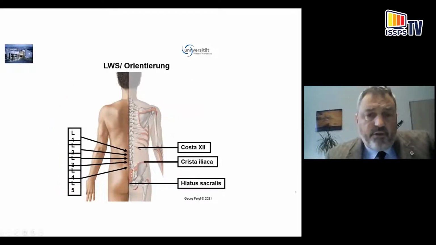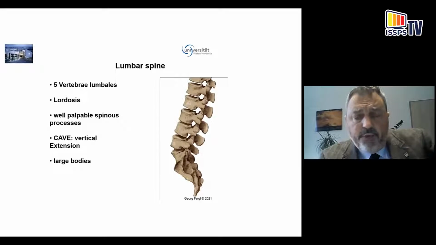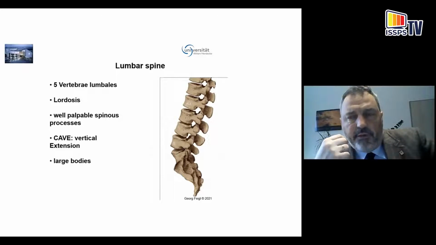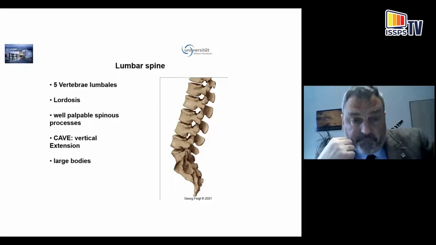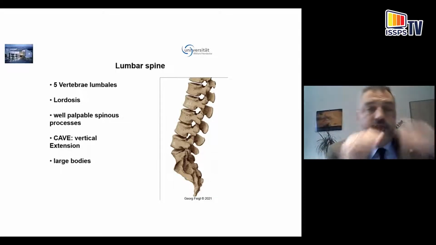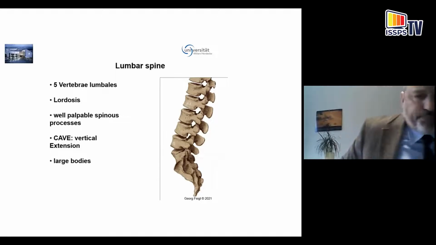Nevertheless, you get over here the palpation of the spinal processes and also, of course, of the iliac crest itself, the 12th rib, and the sacral hiatus, which is a very important area to insert the needle for a caudal anesthesia. Anyway, you have to be aware that the lumbar spine is changing quite a lot compared, for example, to the thoracic spine. You get the lordosis, again like the cervical spine, but you have well-palpable spinous processes with a very large vertical extension, about 2 centimeters or even more.